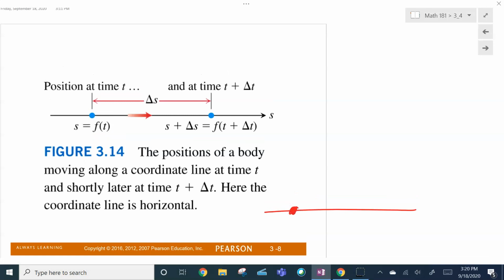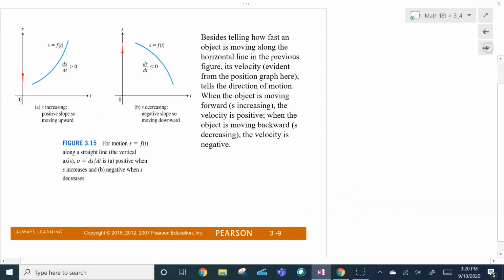If you have positive velocity, that means you're going, we'll say in this case, to the right. If you have negative velocity, that means that particle would be moving the opposite direction, to the left, okay? So let's do some analysis of that.